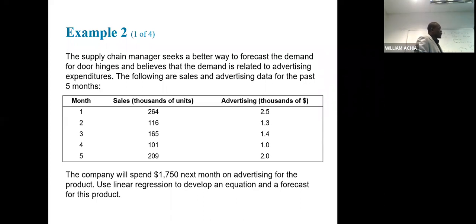Like in month 1 and month 5, sales are slightly higher. Okay, and we're told that the company will spend $1,750 next month on advertising. So we're trying to figure out how much sales should we expect if we spend $1,750. Okay, who wants to give it a shot?